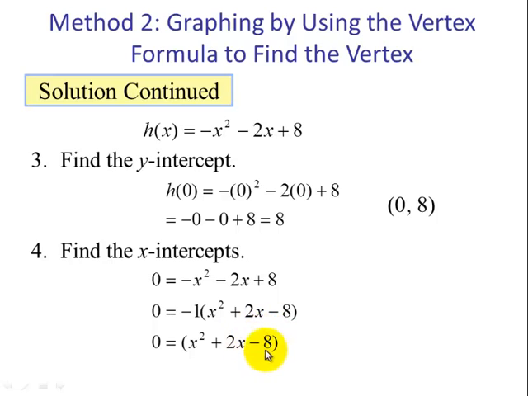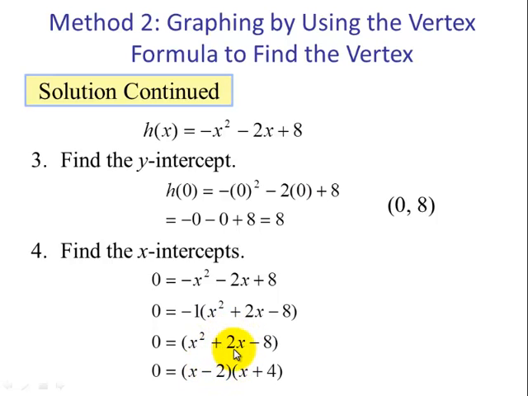C is a negative 8. B is a negative 2. So we want to know what two numbers multiply to give us negative 8, and at the same time add up to give us a value of negative 2. So since C is negative, one factor will be positive and one will be negative. So it turns out that 4 times negative 2 gives me a negative 8, and 4 plus negative 2 gives me a positive 2.